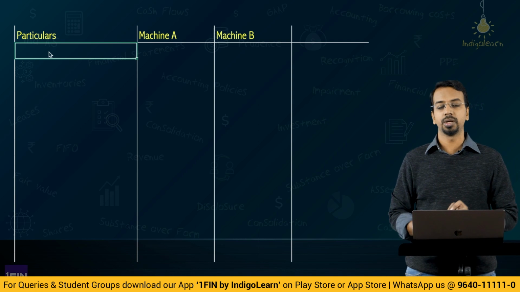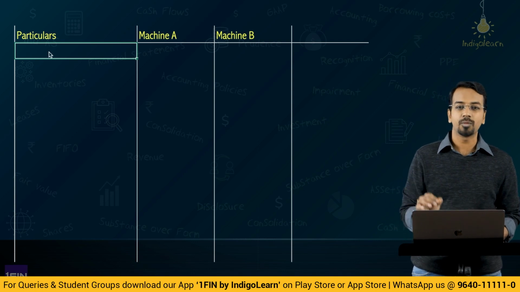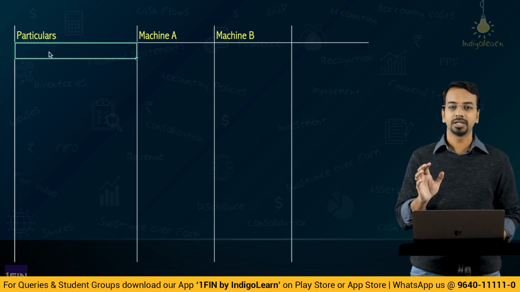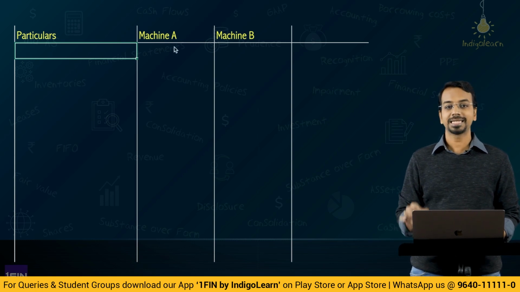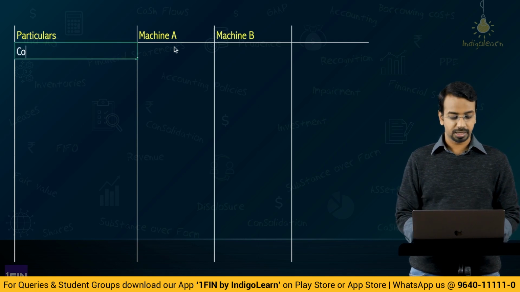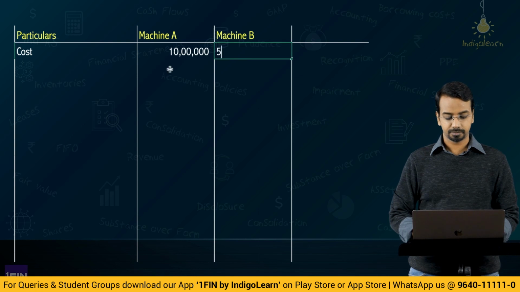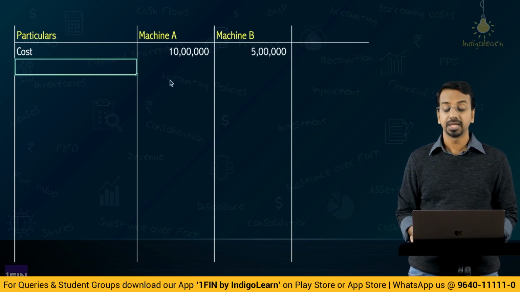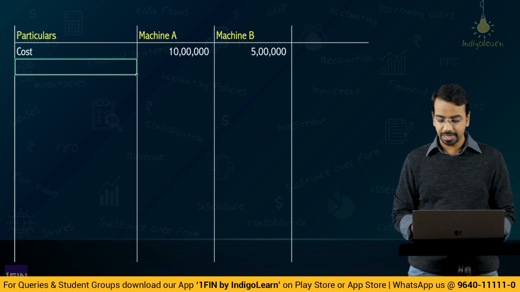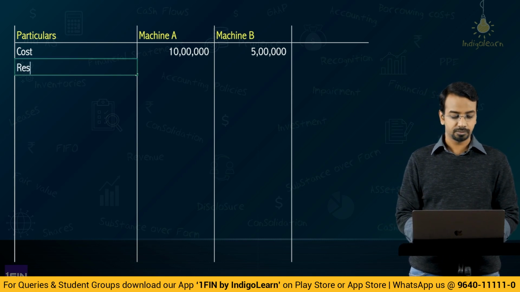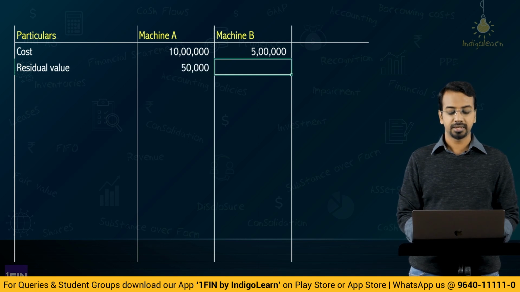So, what we will do is, we will calculate the carrying amount of machine A and machine B as on 31st of March of 18. If you look at the question, machine A was purchased for 10 lakhs and B was purchased for 5 lakhs. So, we can write cost or historical cost 10 lakhs and 5 lakhs. Then, the residual value of machine A is 50,000, machine B is nil. So, residual value 50,000 and 0.